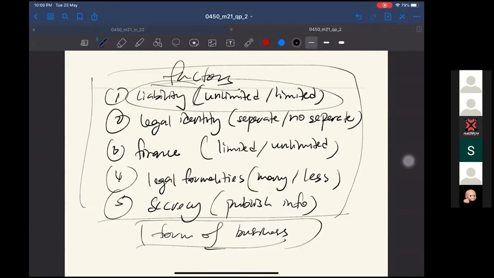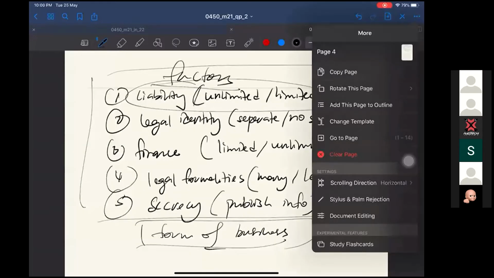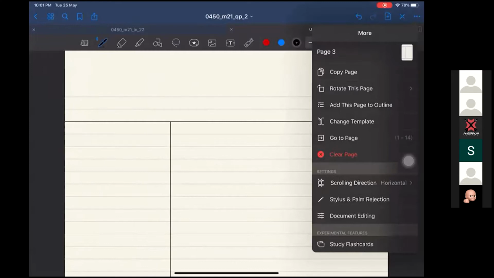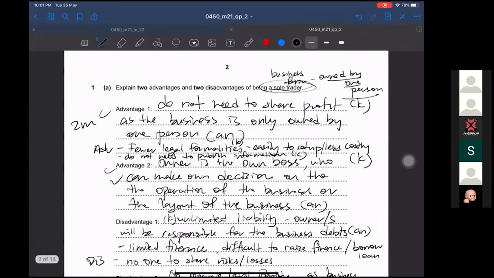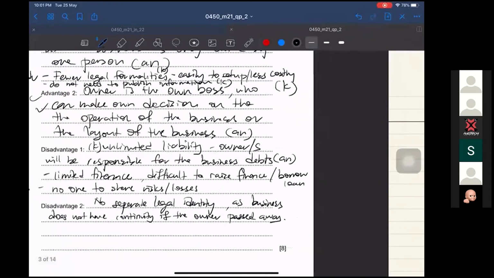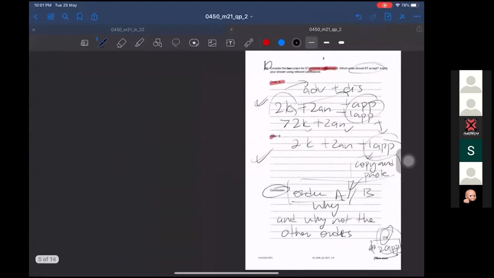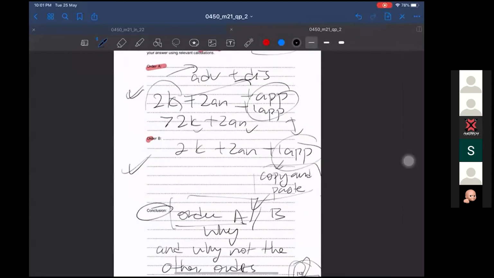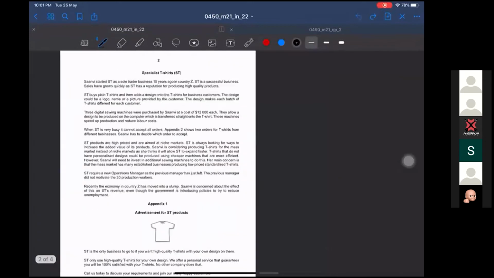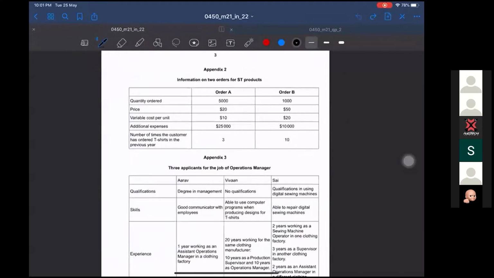Okay, come back to here. So 1A, this one we have done already. Now we go to 1B. For 1B, this is when considering the 2 orders for ST products in Appendix 2. Now, Appendix 2 we also have to refer to here. So these 2 products, order A, order B.